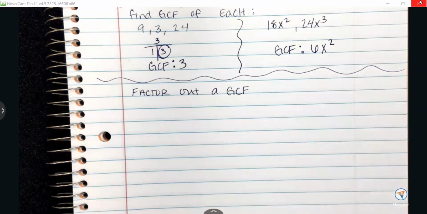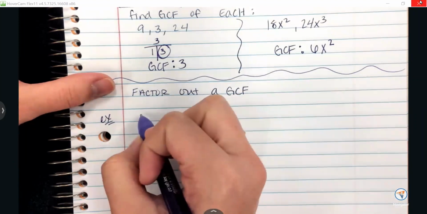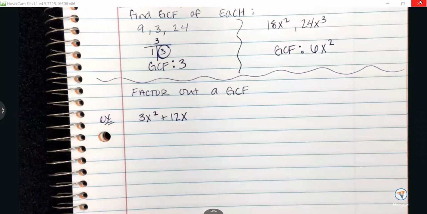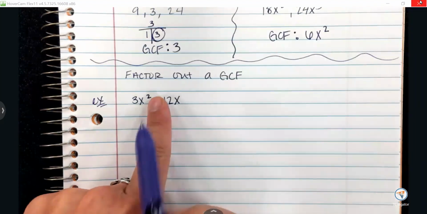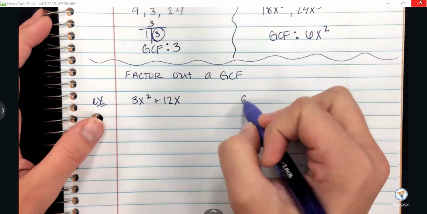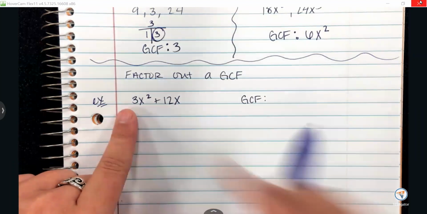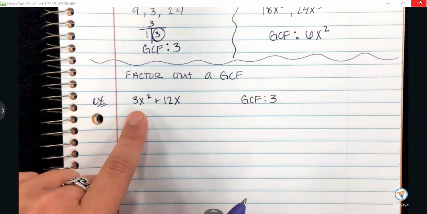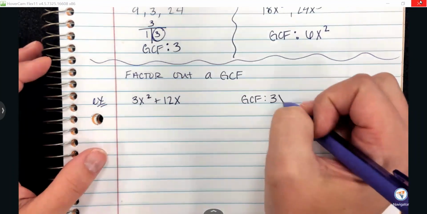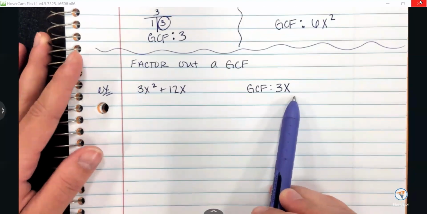Okay, so we're going to do 3 problems. So my first problem will say 3x squared plus 12x. So I need a GCF of 3x squared and 12x. So I have a 3 and a 12. What's the biggest number I can divide them both by? 3. If one has 2 x's and one has 1 x, how much can they both give? 1 x. So my GCF is 3x. Everybody on the same page, okay?